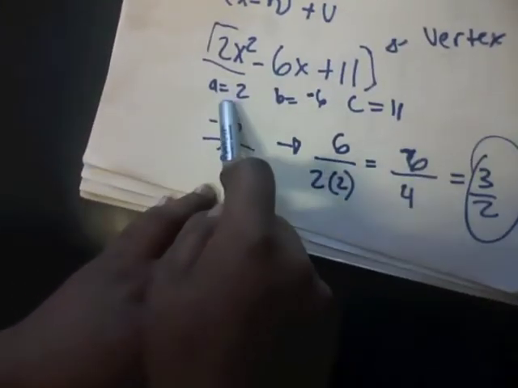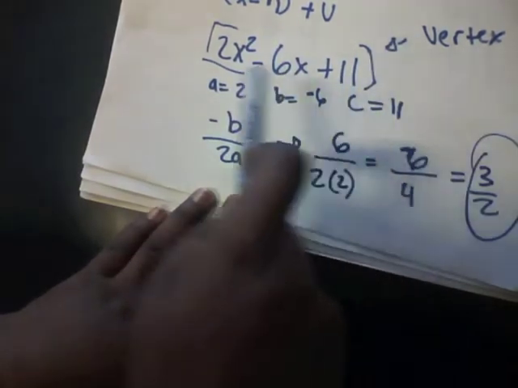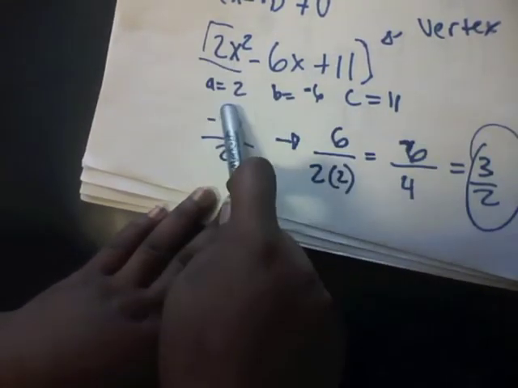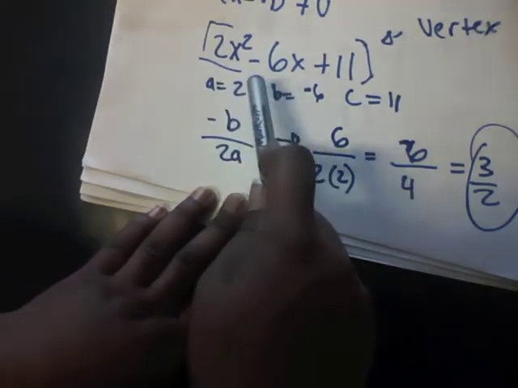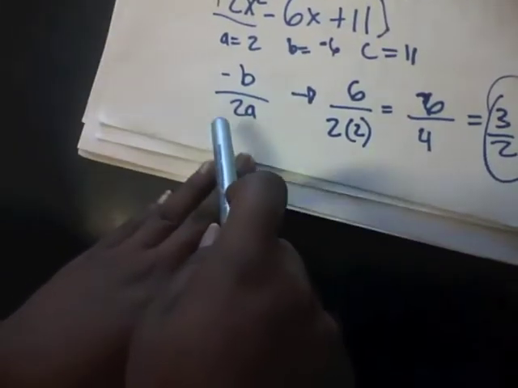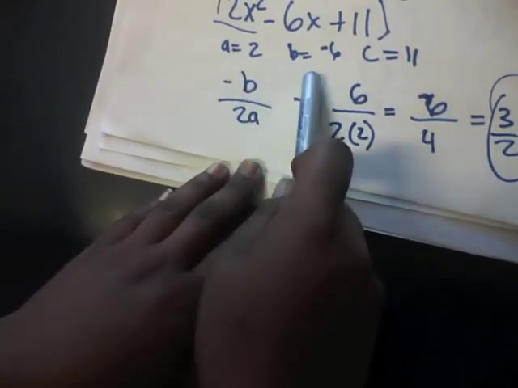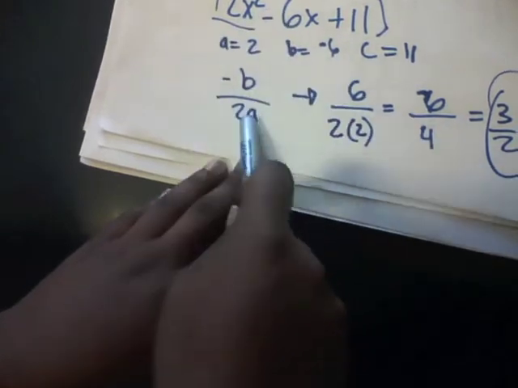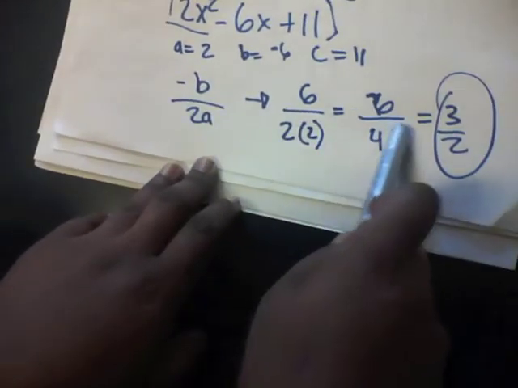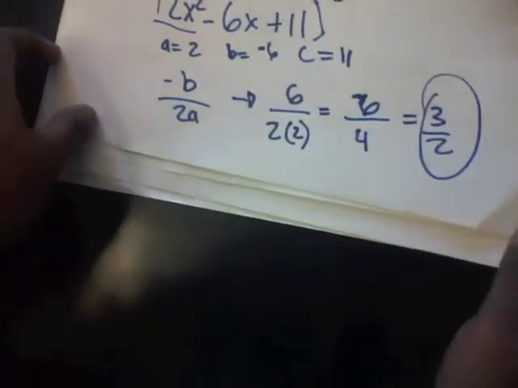So I did the same thing. It's always good to know what a, b, and c are, because it will make your life much easier. So a is equal to 2, b is equal to negative 6, and c equals 11. So from that information, I put it in there. I input the given information into this equation, and I got 3 over 2. So you can see how I did it.